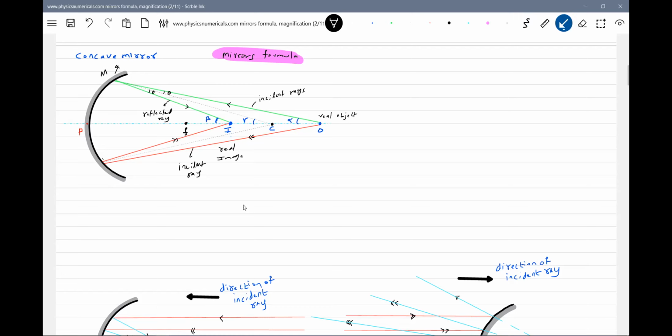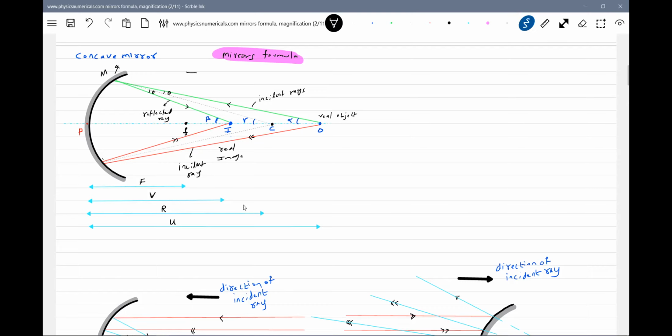Now we'll define all the distances from the pole. Let me take some color. This will be the focal length. This will be the image distance, denoted by V. This will be the center and radius of curvature, and this will be the object distance, U. All the distances I should measure from the pole.